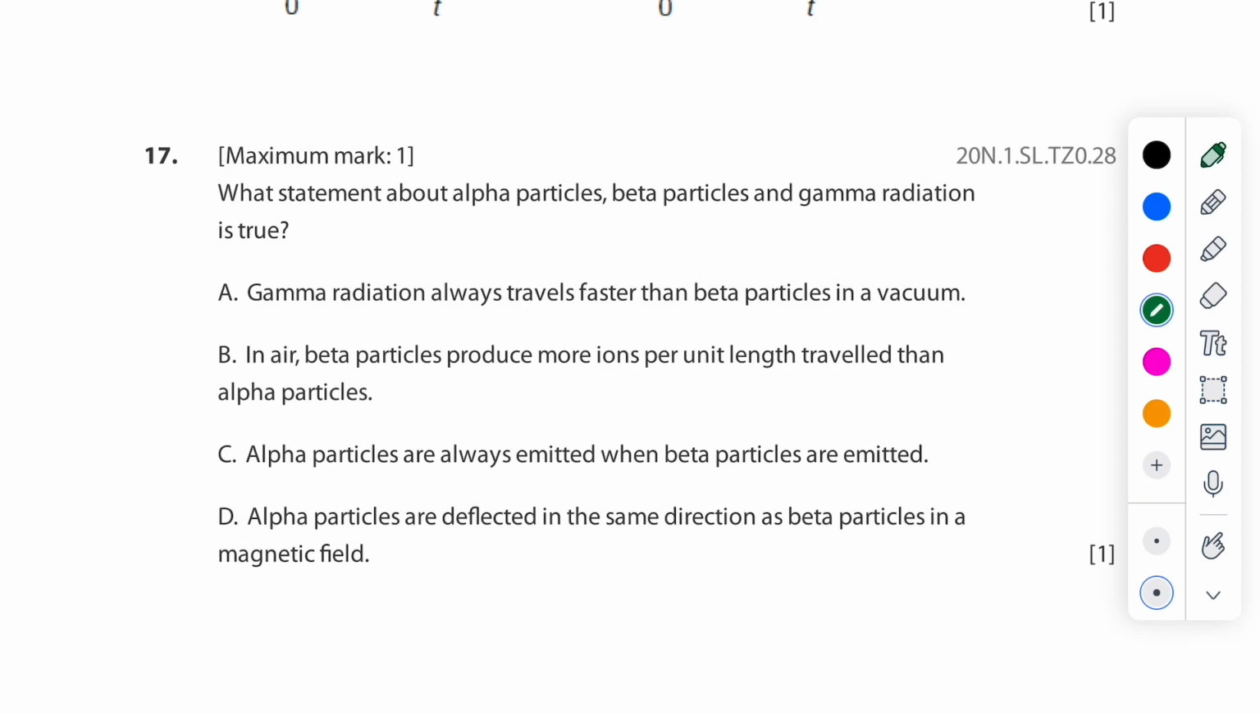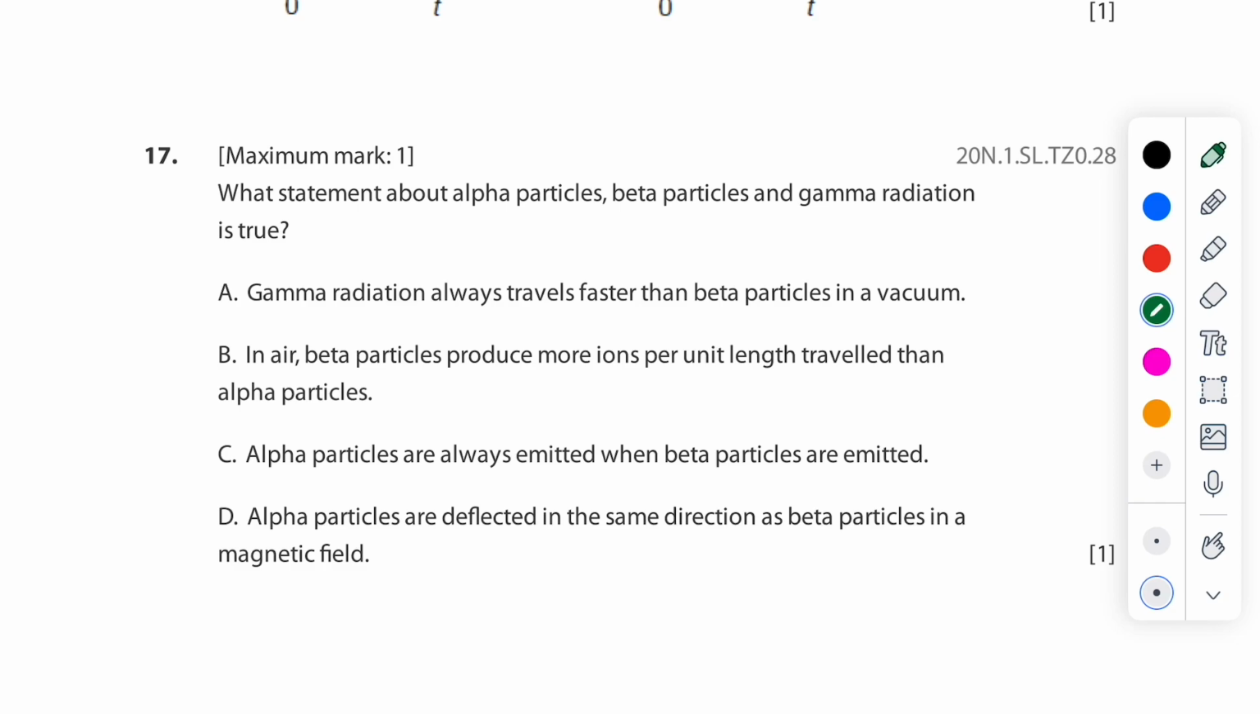Question number 17. Which statement about alpha particles, beta particles, and gamma radiation is true? We have to find out which statement is true. So for that, what am I going to do? Read the question carefully, because 4 options are there. We have to be very careful in reading the options. Sometimes the options may be misleading. So we will read the options very carefully.